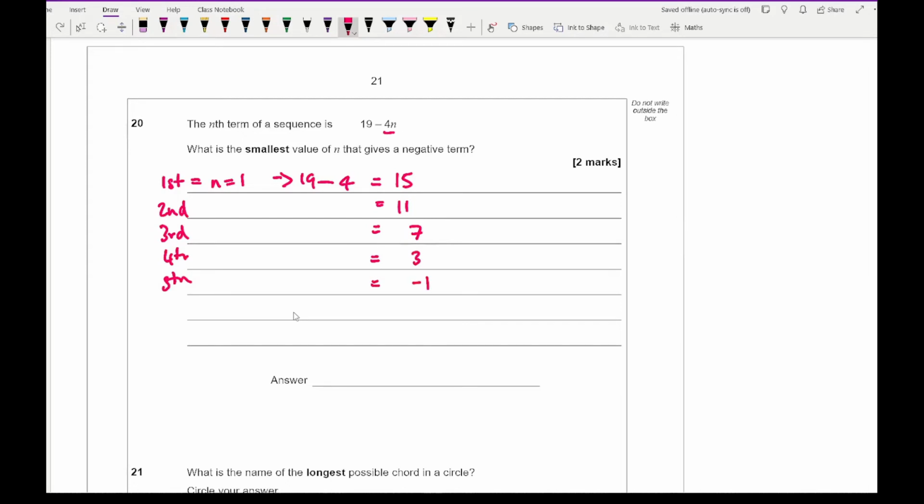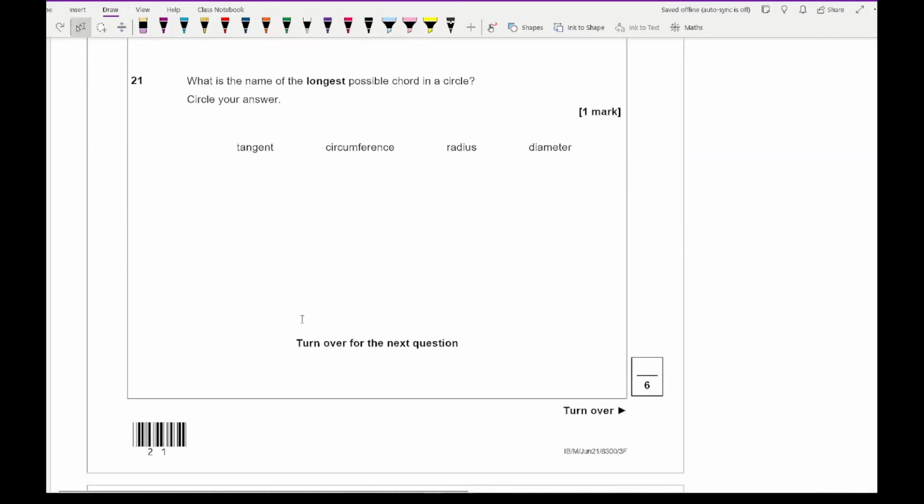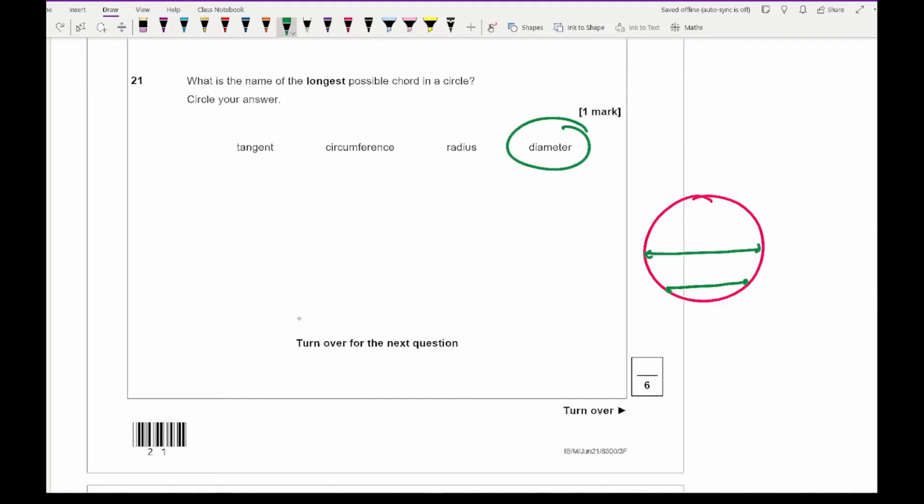So what's the smallest value of n that gives a negative term? Well, that's going to be when n equals 5. It then says for question 21, what is the name of the longest possible chord in a circle? And if you remember what a chord is, it's basically a straight line that goes from one end of the circumference to another. So the biggest it could be is going to be the diameter.